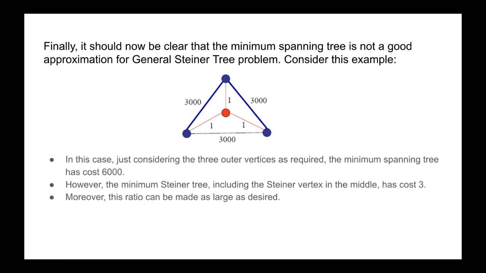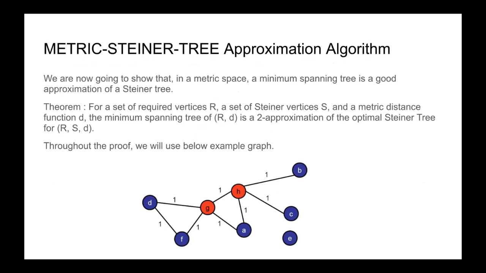Okay, so let's continue on to the metric Steiner tree approximation algorithm. We'll go through the theorem and the proof itself, and we'll try to show how the minimum spanning tree is the best suboptimal solution for the metric Steiner tree.